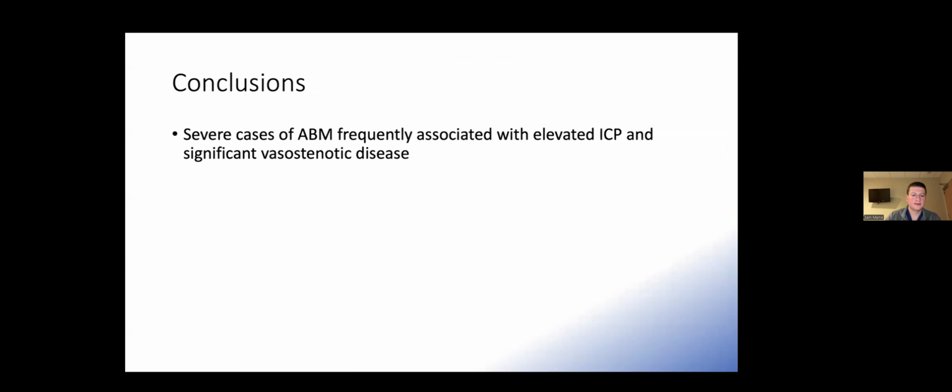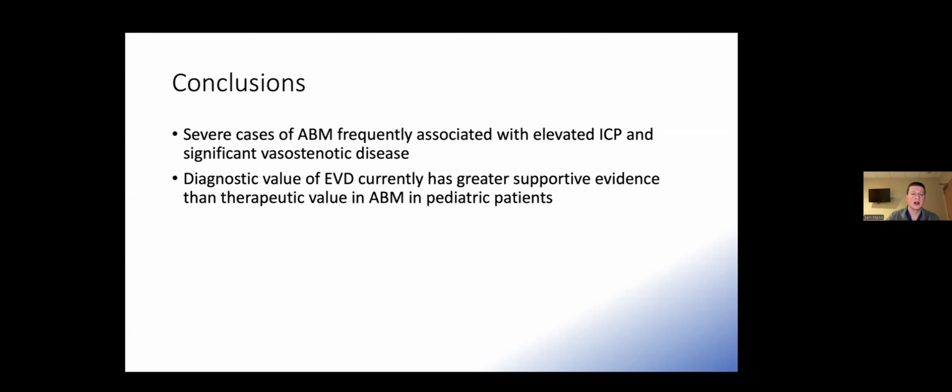So in conclusion, there are severe cases of acute bacterial meningitis that are frequently associated with elevated intracranial pressure and significant vasostenotic disease, which contribute to significant morbidity and mortality. The placement of an external ventricular drain carries diagnostic value that currently has greater evidence for its support than the therapeutic value of ICP treatment and CSF diversion in acute bacterial meningitis in pediatric patients.